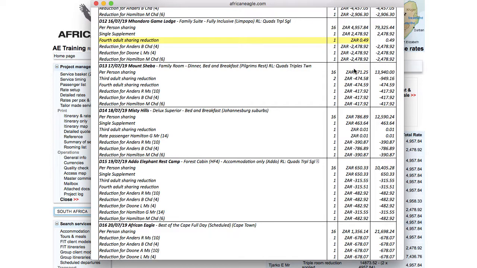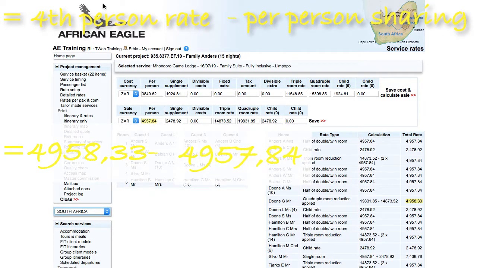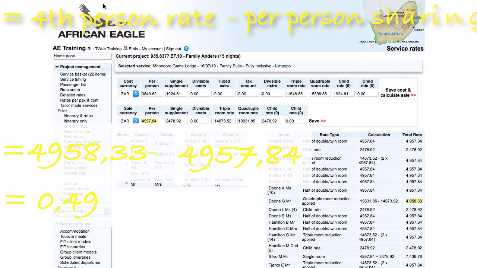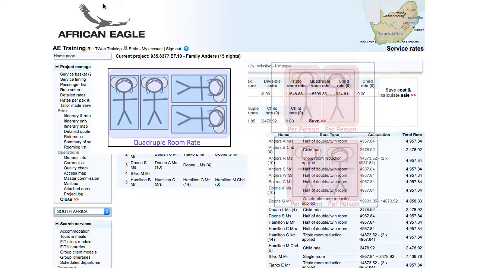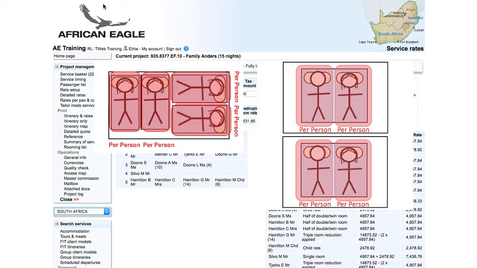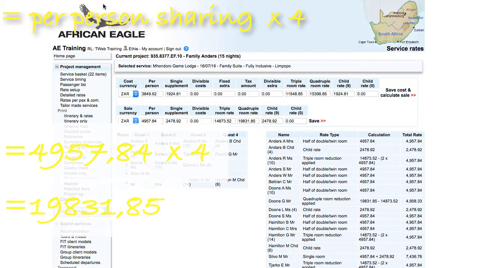Again, it might be that the reduction is 0, for example Mondoro Game Lodge. 4,958,33 minus 4,957,84 equals 0,49. This means, in effect, that the clients pay the same rate for the quadruple room as they would for two twins, per person sharing times 4. 4,957,84 times 4 being 19,831,85, the quadruple room rate.